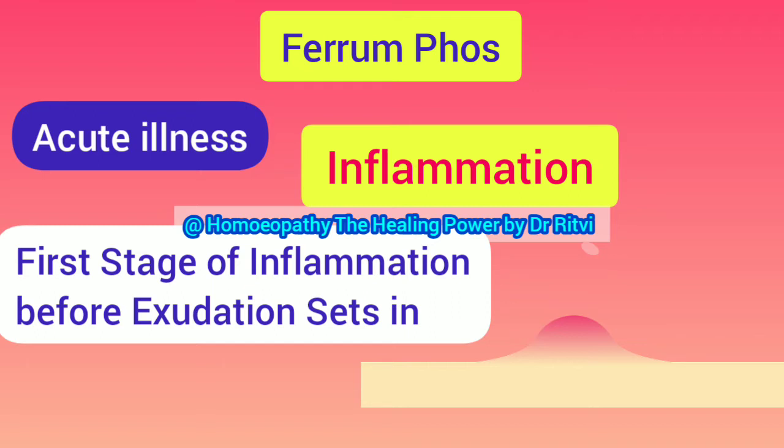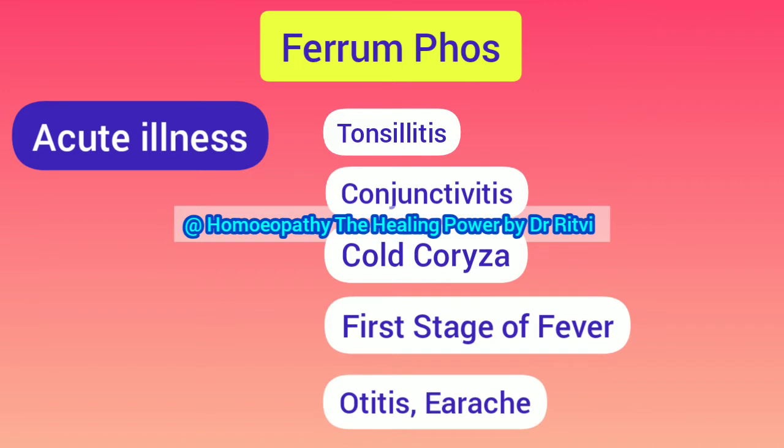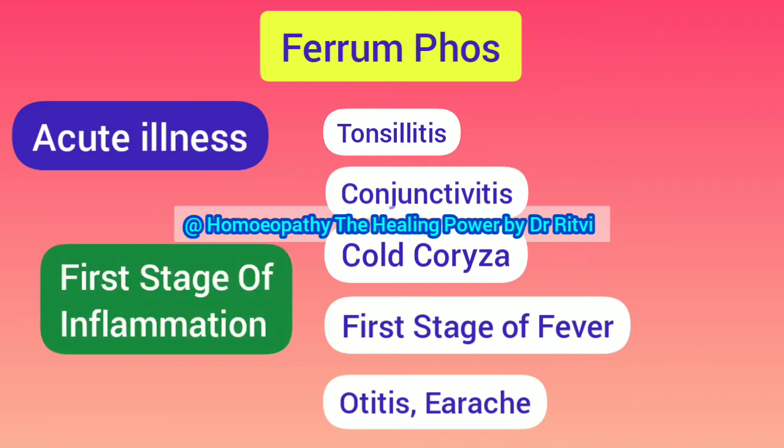For example friends, there are certain conditions like tonsillitis, conjunctivitis, acute conditions like cold, coryza, fever in its first stage, otitis, earache. Whatever may be the disease, if Ferrum Phos is prescribed in the first stage of all these conditions, it will give magical results.